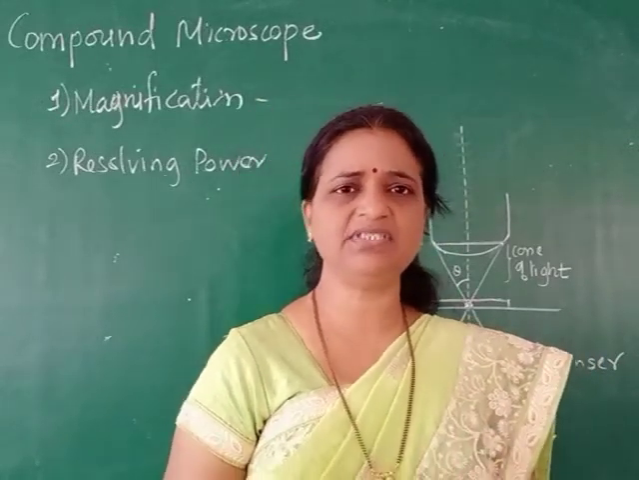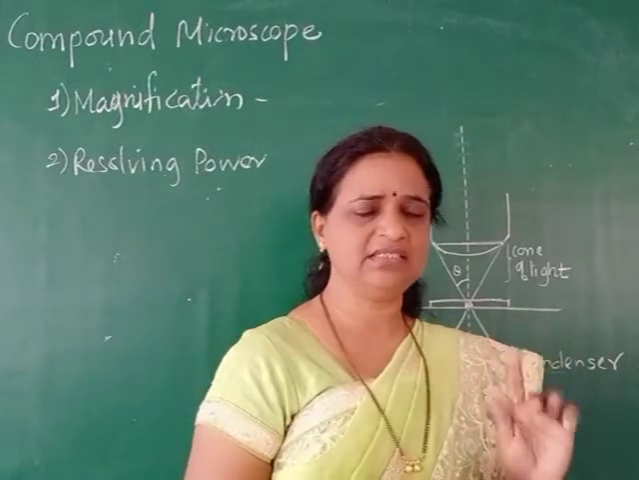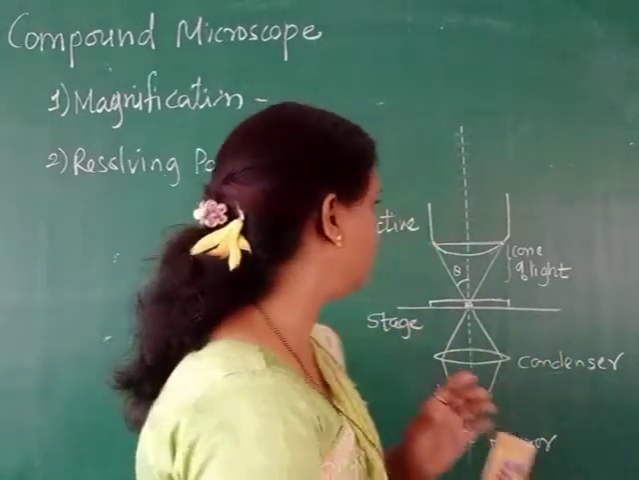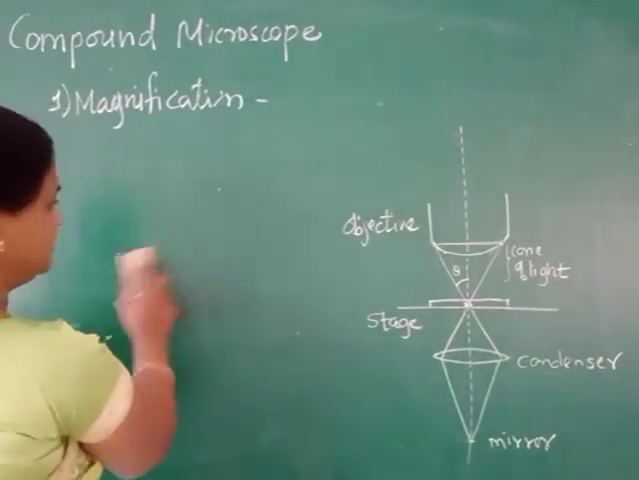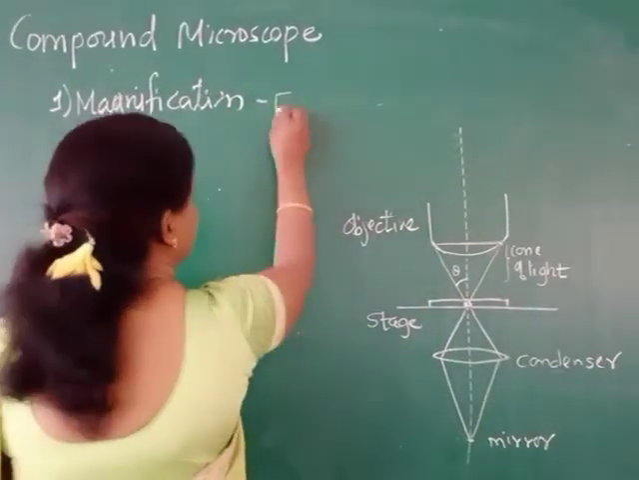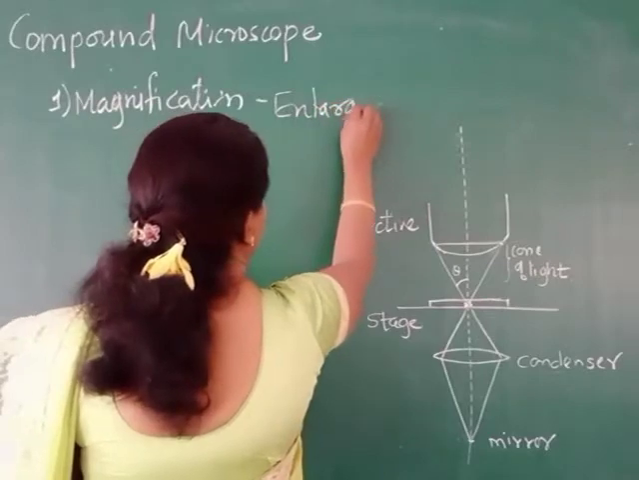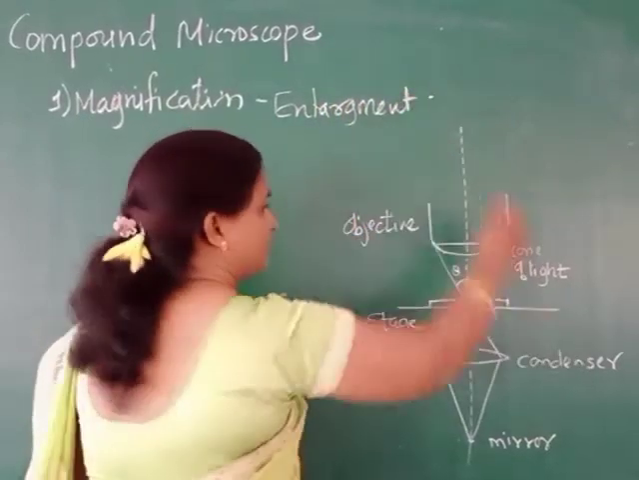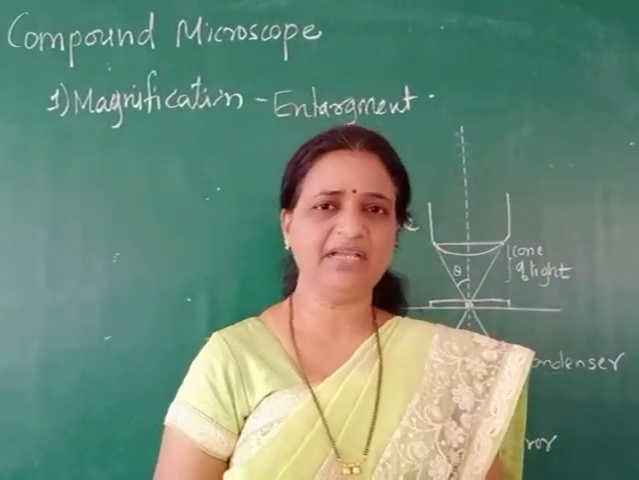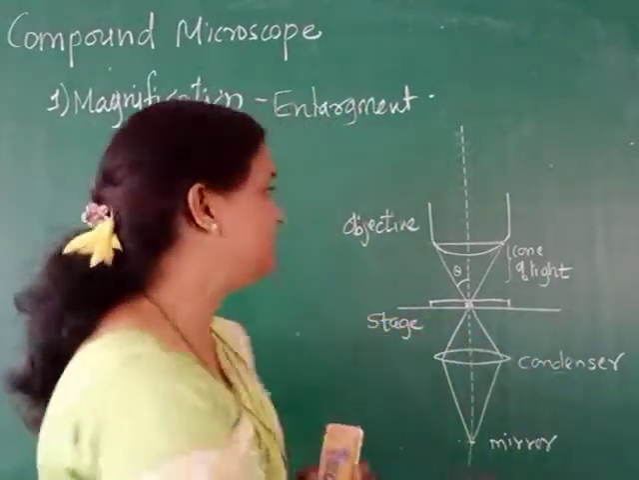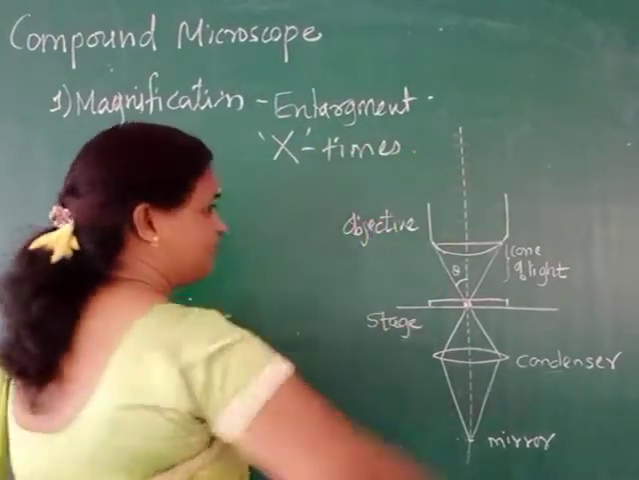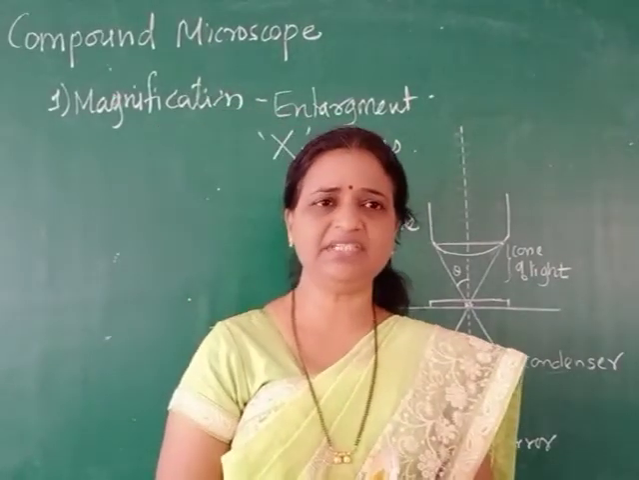So let us see what magnification is and what this resolving power is, and how to calculate the resolving power of the microscope. First of all we will go for magnification. Magnification is nothing but the enlargement of the object, enlarging the image of the object. Magnification is usually expressed in terms of x. X is the times, that is, the magnification is expressed in terms of times.